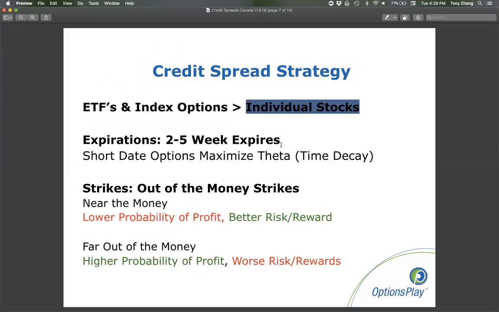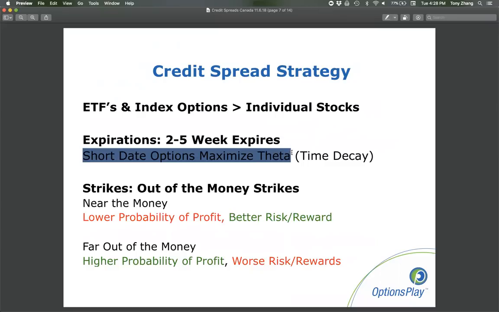Next, when it comes to picking expiration dates, generally speaking, credit spreads are sold in relatively shorter dated options. The reason for this is because a credit spread is effectively net short. So short dated options allow you to maximize your theta, or your time decay. This is really why we want to use shorter dated options for credit spreads versus longer dated options.